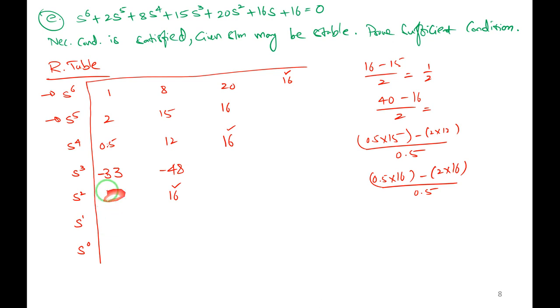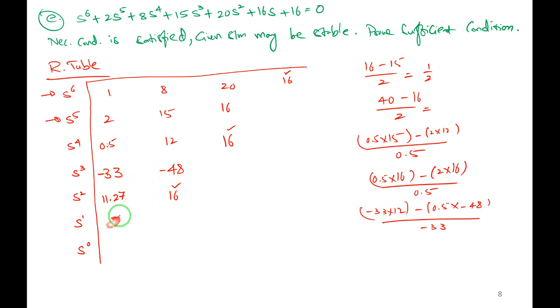So we'll calculate this element, right? Already we have filled this. So minus 33 into 12 minus of 0.5 into minus 48, divided by minus 33. So we'll calculate this. Open bracket minus 33 into 12, close bracket, minus of open bracket 0.5 into minus 48. So I am getting minus 372 divided by minus 33. So I am getting 11.27, right? Okay, fine. Then next, we will calculate these two elements.